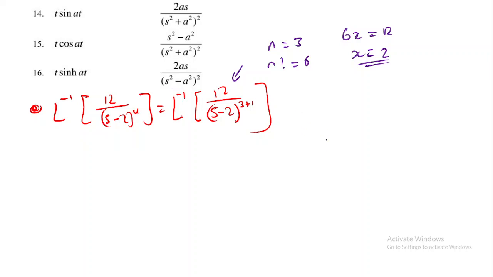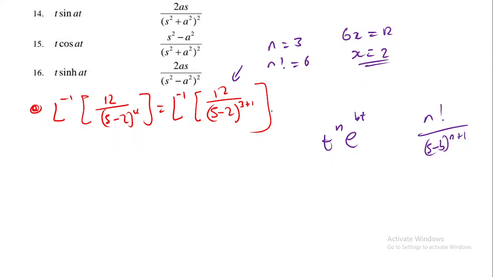That says if you're having t to the exponent n, e to the bt, then you can represent it as n factorial all over s minus b to the exponent n plus 1. Understand? This is the rule that we're actually working with right now. So we can see already here we're having a number which was multiplied. This 2 is the number which was multiplied by 6. That's why we're having 12 here, right?